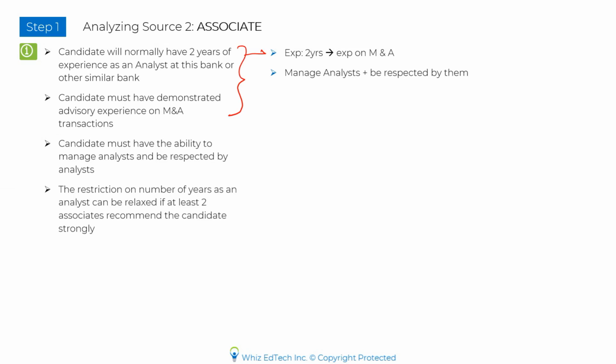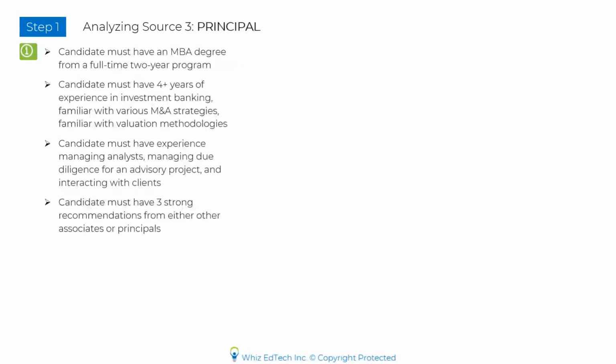Restriction on number of years as an analyst can be relaxed if at least 2 associates recommend the candidate strongly. So we're talking about experience relaxation if 2 associate recos. So see how I'm categorizing data without writing too many things. All right. Now I'm going to go to the third one. Don't worry, I'll bring up all the three notes together.